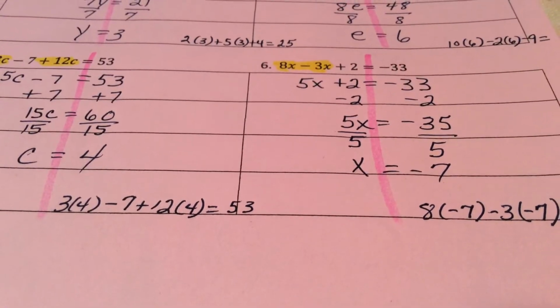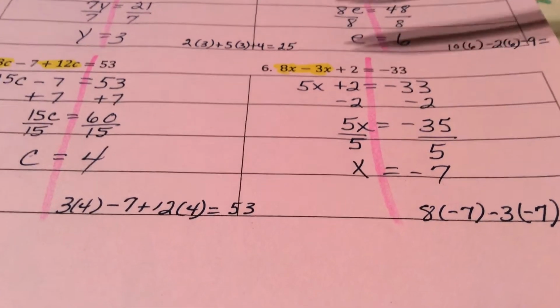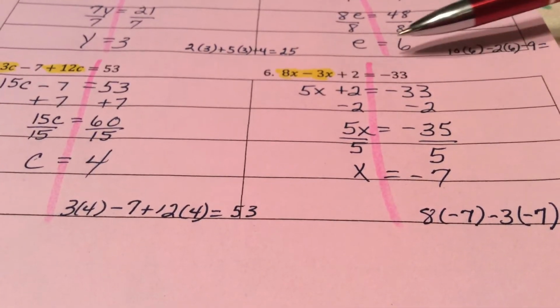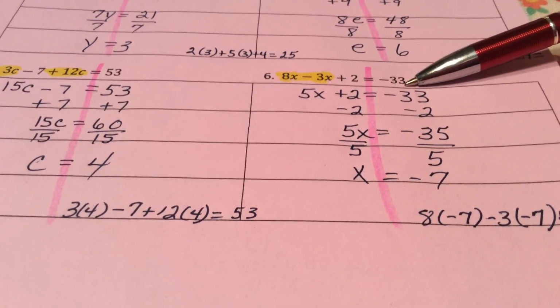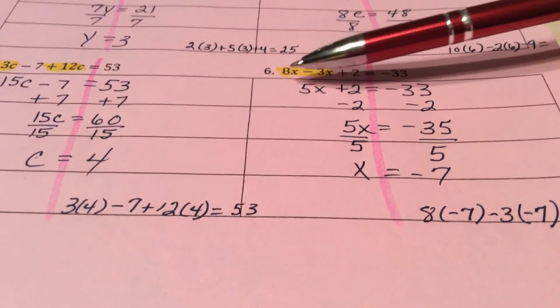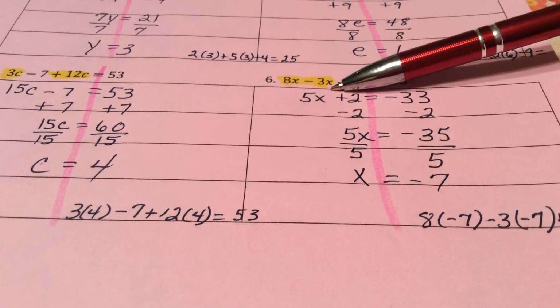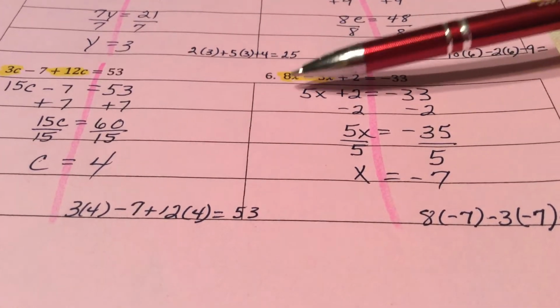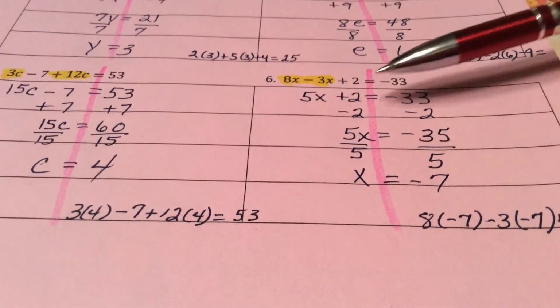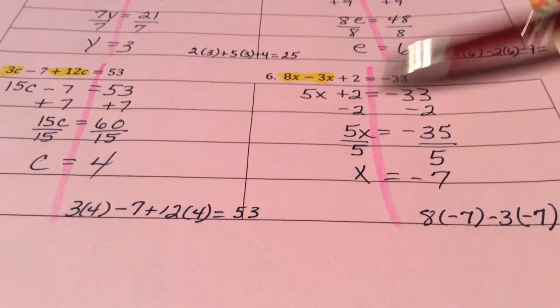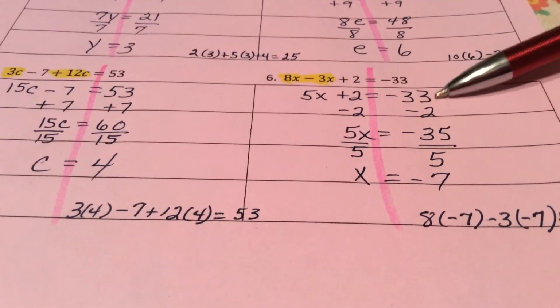On the next one, again, we have 8x's minus 3x's plus 2 equals negative 33. Highlight your 8x's minus your 3x's. 8 minus 3 is 5x's. Bring down your plus 2 equals negative 33.